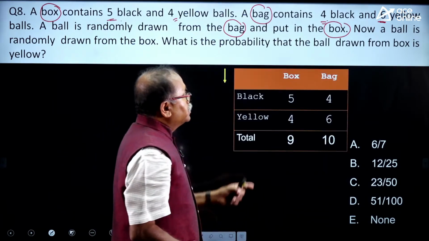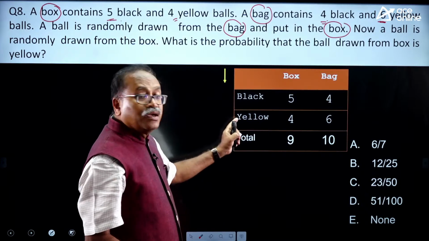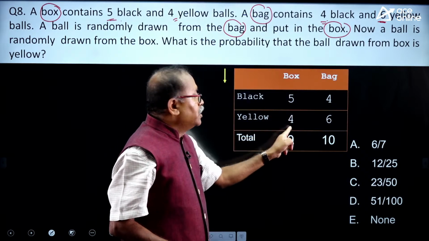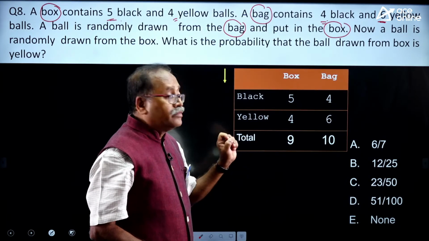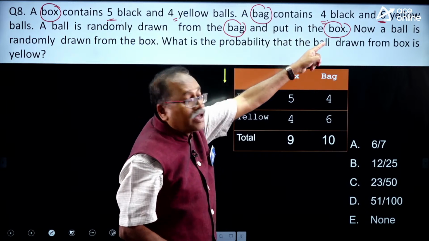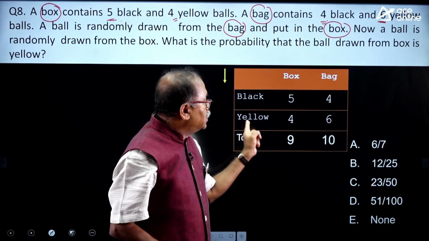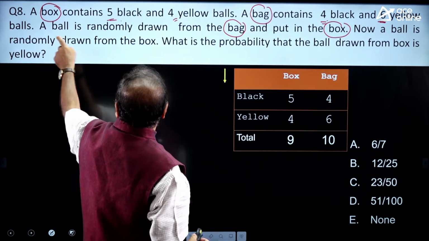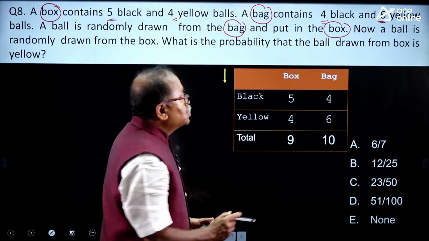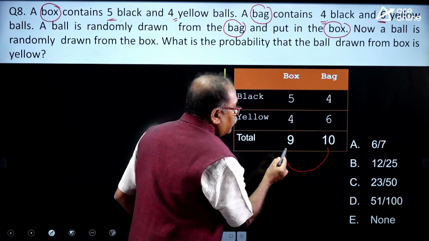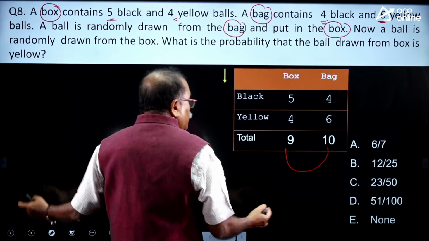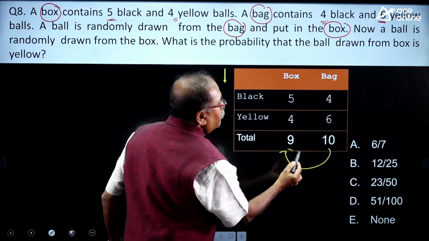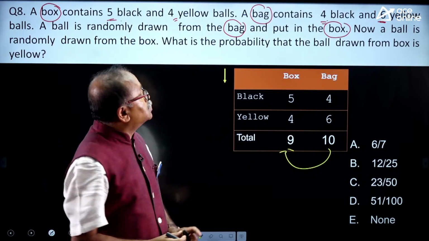Now look at this one. In the box we have 5 black and 4 yellow, so the total is 9. And in the bag we have 4 black and 6 yellow, so the total in the bag is 10. Now a ball is drawn from the bag. So you are taking one ball from this bag and putting it in the box.